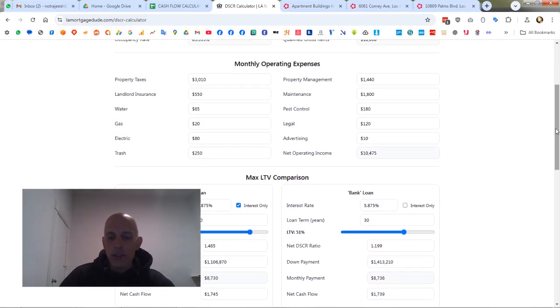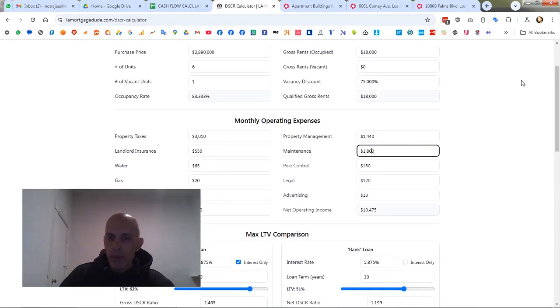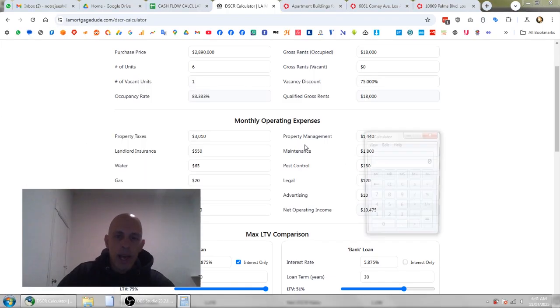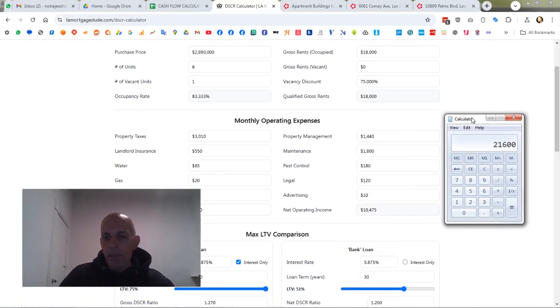So like trash, you probably have one of those big waste management bins that need to be picked up by a specialty company rather than just by the city. Maintenance, I always like to calculate at about 10% of gross rents, because even if it doesn't cost me that in a month, in a year, when you multiply 1,800 in this example out over 12 months, that's about 21,000 in a year on maintenance.